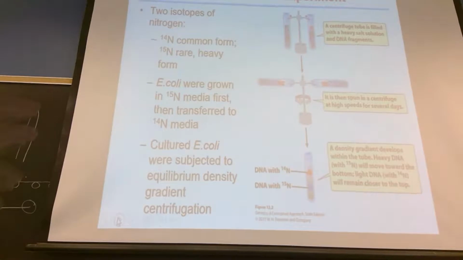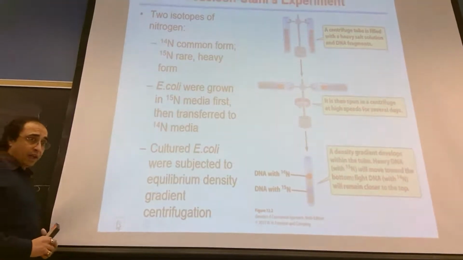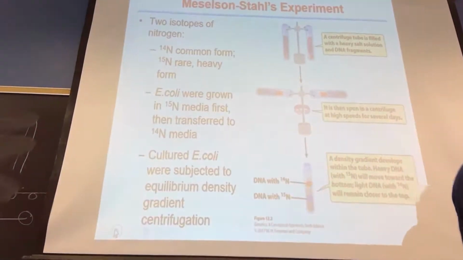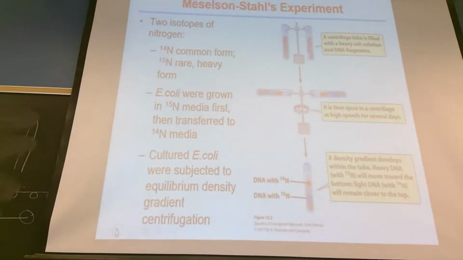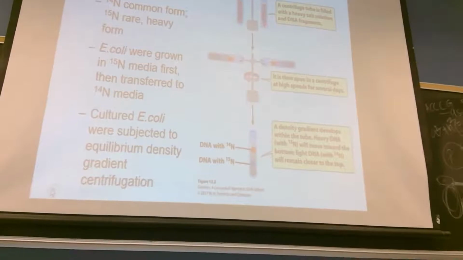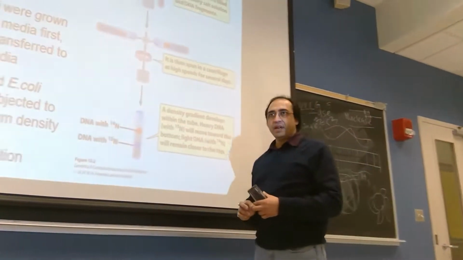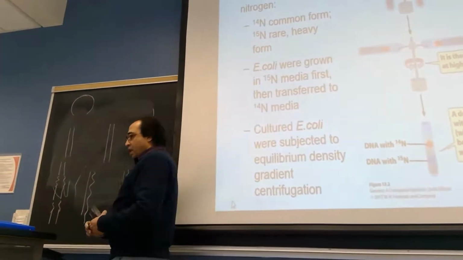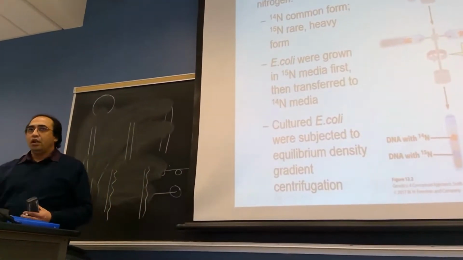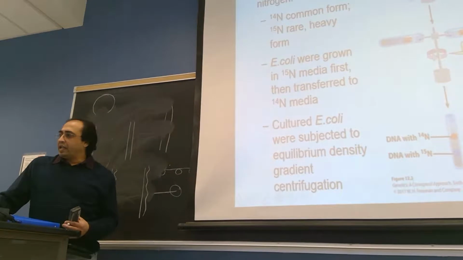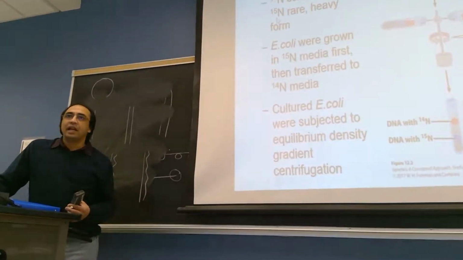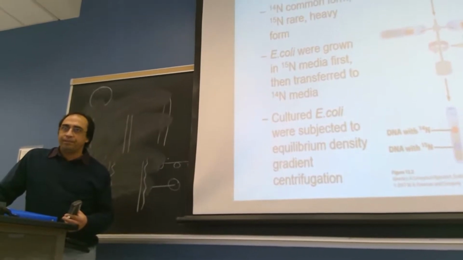To prove that one, this experiment is very, very important. Meselson and Stahl did this experiment. What is the thing that DNA contains nitrogen? Because all the bases are nitrogenous bases, right? So nitrogenous bases means they have nitrogen there. So they used 2 types of nitrogen. One is 14N, that is the common form of nitrogen, another is 15N, that is the heavy isotope of nitrogen.